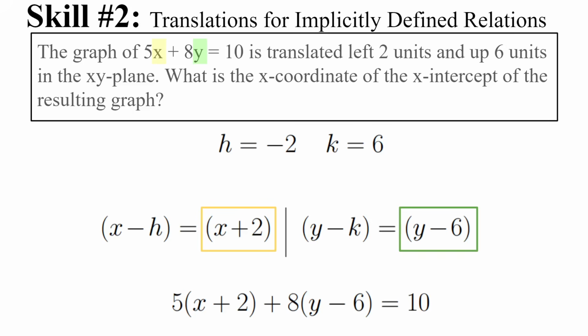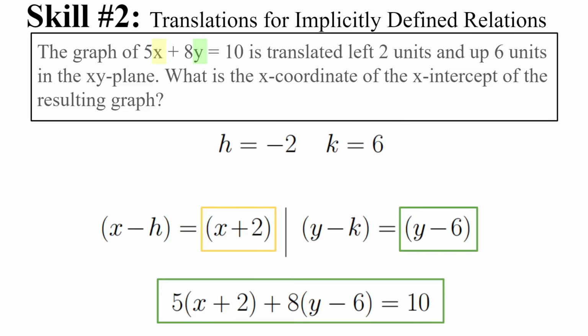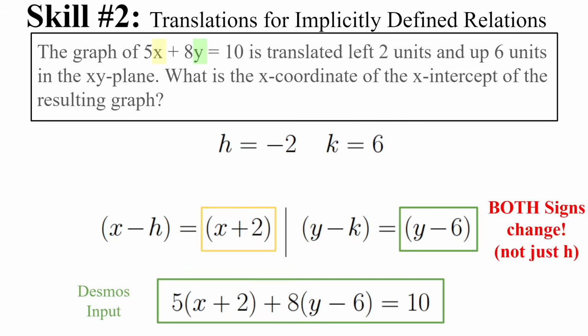And this is actually how the digital SAT expects you to do it. So unfortunately, even though it's a little bit strange, this is something you got to know. So now we want to find the x-coordinate of the x-intercept, and we could just put that in Desmos if we wanted to. And again, just pay attention, both signs changed, not just the horizontal, both the horizontal and the vertical signs got changed. So pay very close attention to that, x minus h and y minus k.